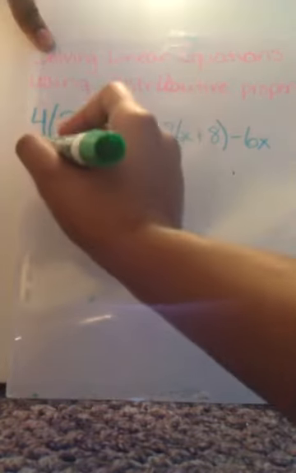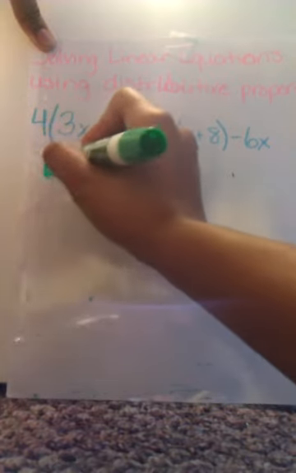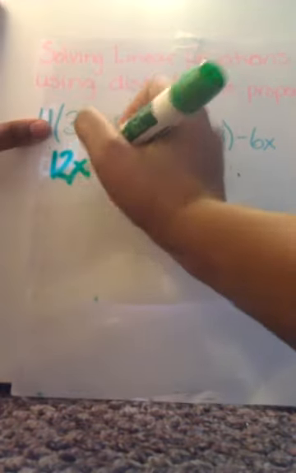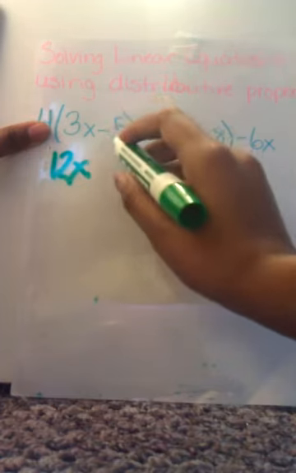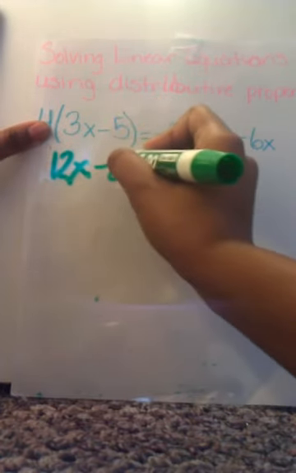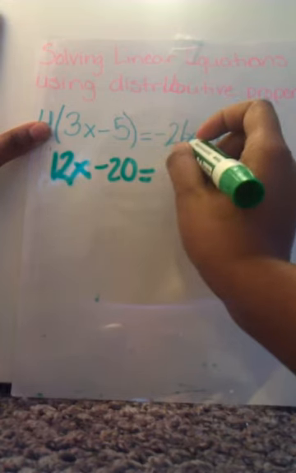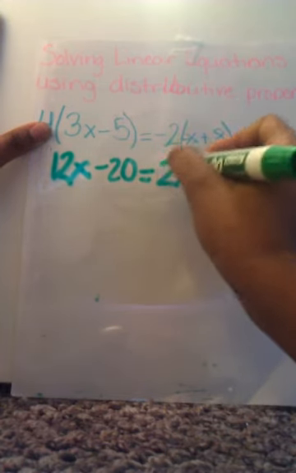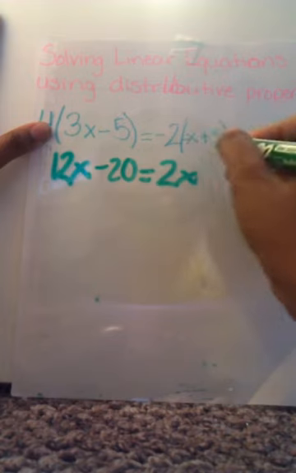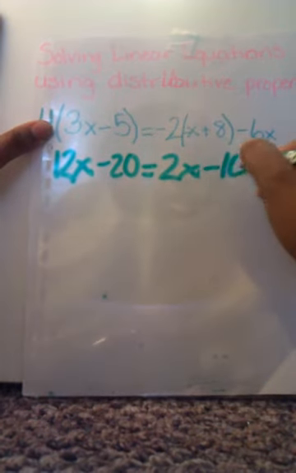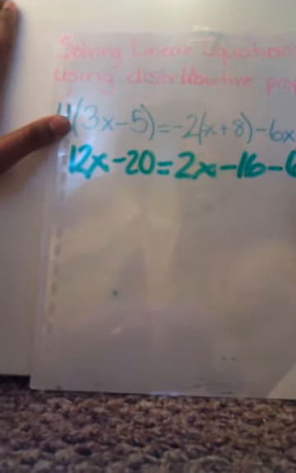So let's get started. Our first step is to use the distributive property. So we do 4 times 3x, which is 12x. Then we would do 4 times negative 5, which is negative 20. Then we would do negative 2 times negative x, which is 2x. Negative 2 times 8, which is negative 16. And then we just add on our negative 6x.